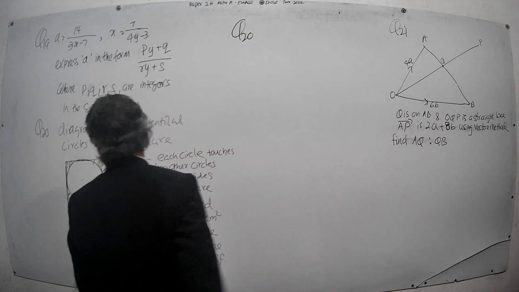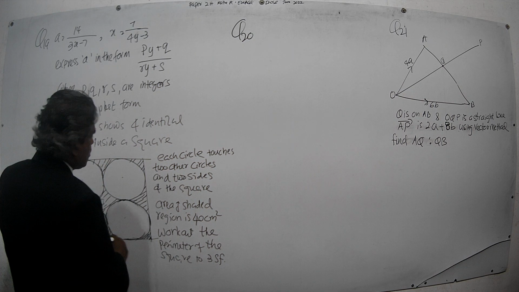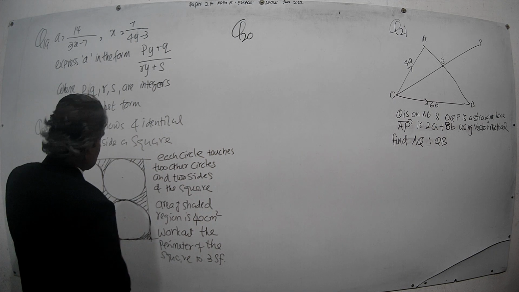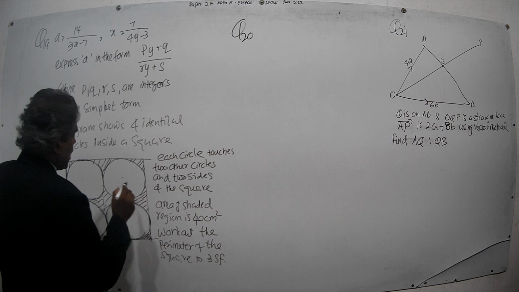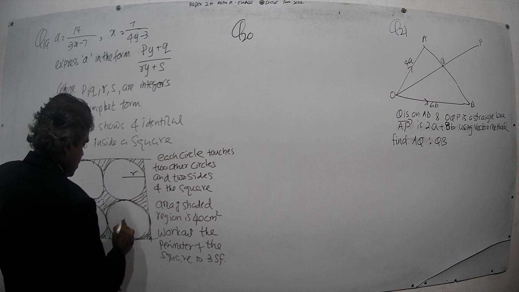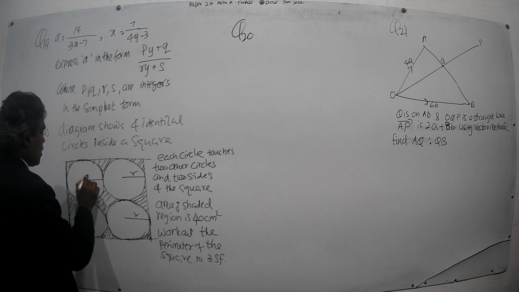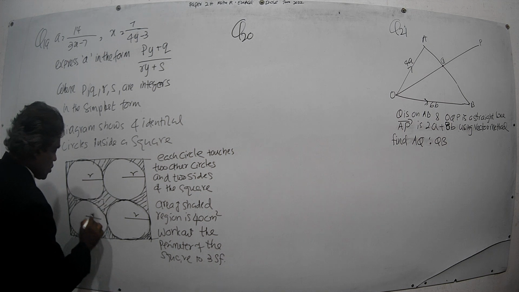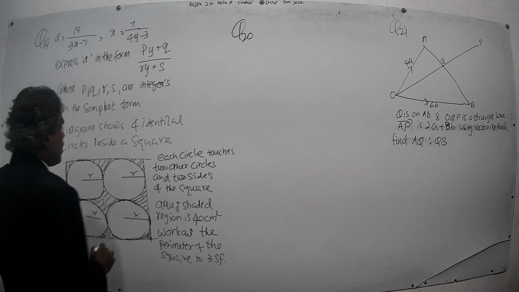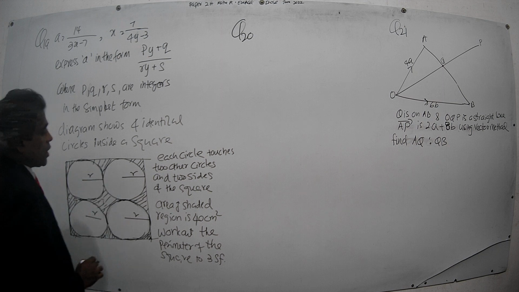Q20, okay. Now, because they are identical circles, identical circles means circles are equal in size. Therefore, the radius of every circle is R. This is R. This is R. This is R. And this is also R. Then you take the length of each side of the square in terms of R.